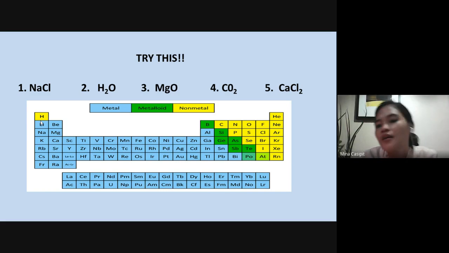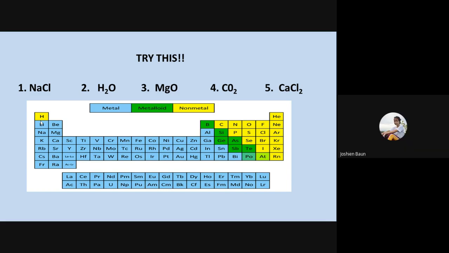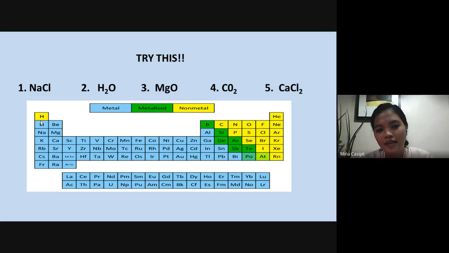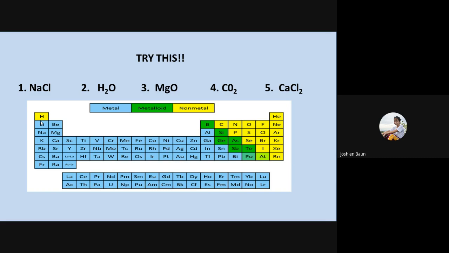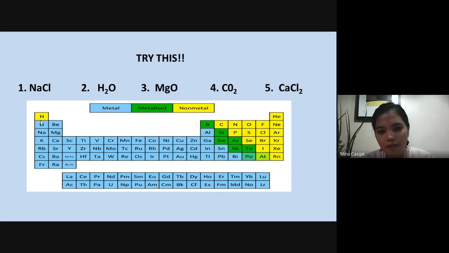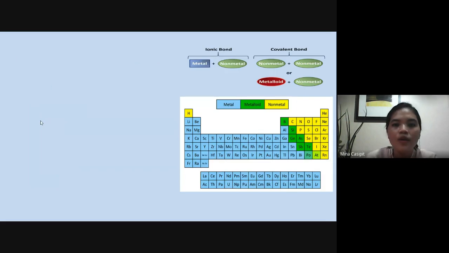Then, the last compound we have, who will answer? Joshen. Ma'am, Ca po, calcium. Cl po, chlorine. Chlorine. Okay. Ionic compound. Ionic compound. Kasi metal plus non-metal. And then, what is the name of that compound? Calcium. Okay, you are correct. Calcium chloride.